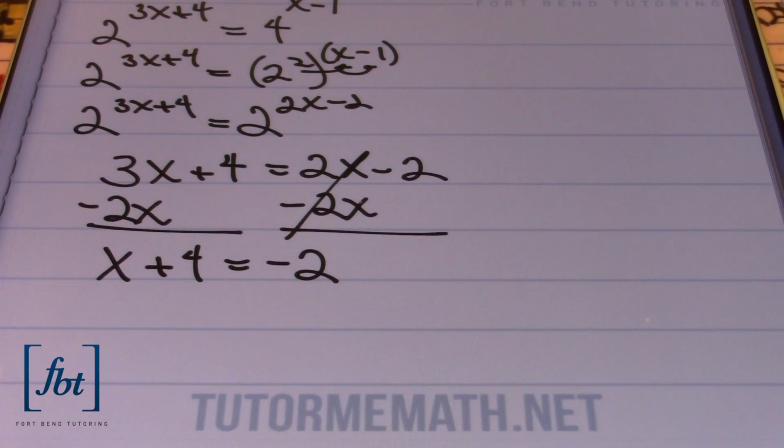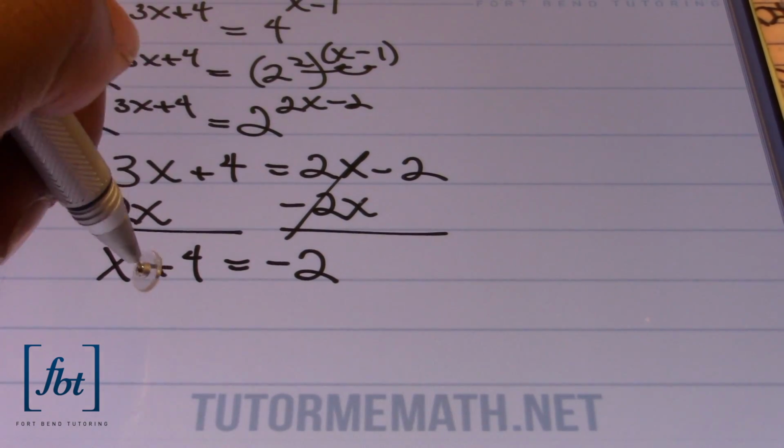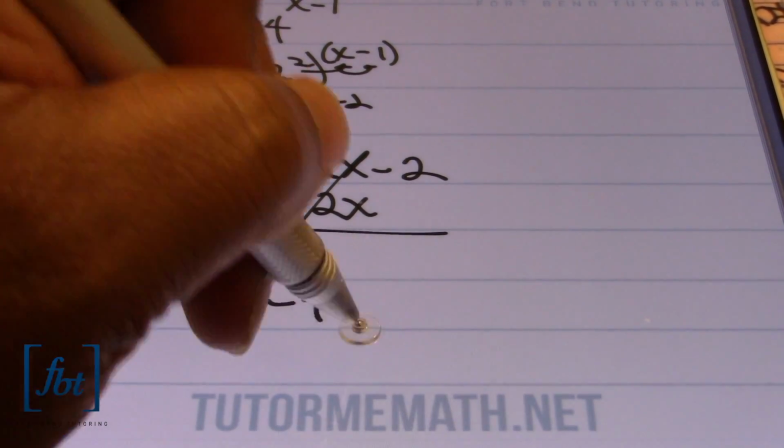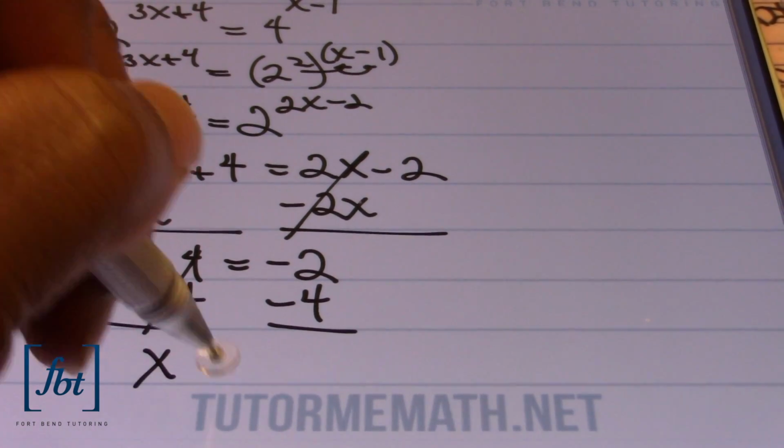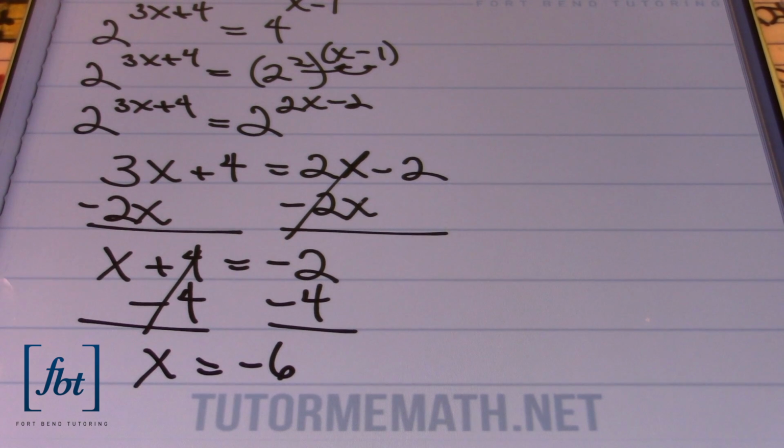Oh, you don't make no mistakes. So then we're going to subtract 4 from both sides, because I make mistakes all the time. Then we'll end up with x equals -6.